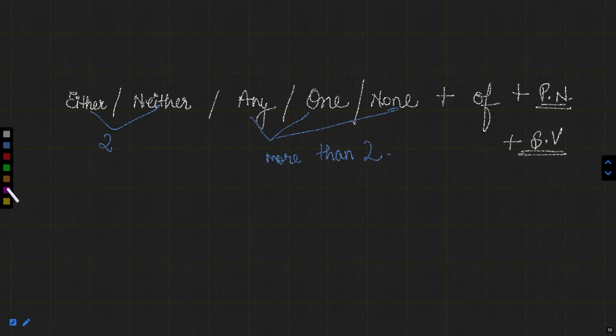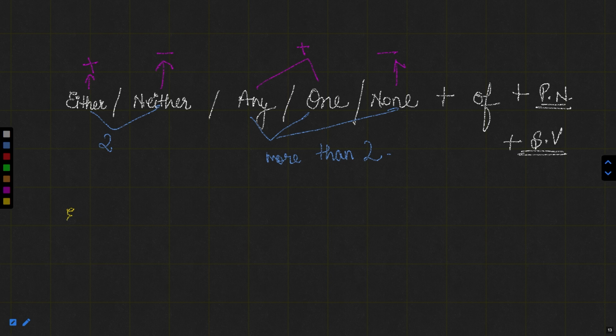One more thing is that either is always used in a positive sense, whereas neither is used in a negative sense. It means when we have two options and we have to select one, we use either, and when we don't want to select any of those, we use the word neither. And any and one are used in a positive sense, whereas none is used in a negative sense. So any, one, and none, though they can be used for more than two, any and one are used in a positive sense, whereas none is used in a negative sense. Now, let us have some examples.